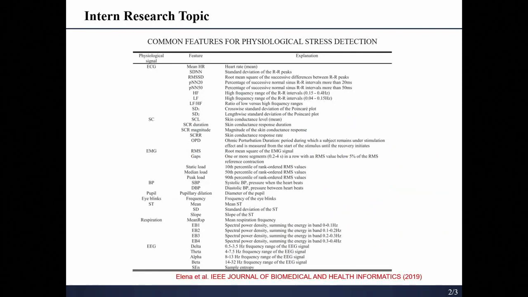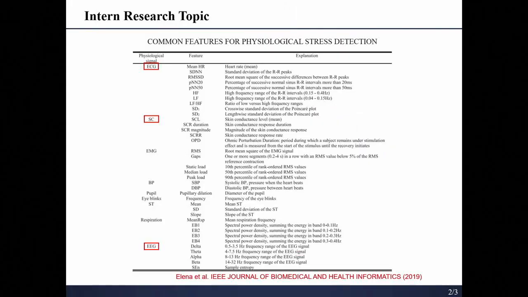According to previously reported papers, there are some kinds of biosignals related to our stress level. Among those biosignals, I chose three: the EEG, the ECG, and the GSR, the skin conductance. That's because these three biosignals are deeply related to our healthy life and also the stress level.